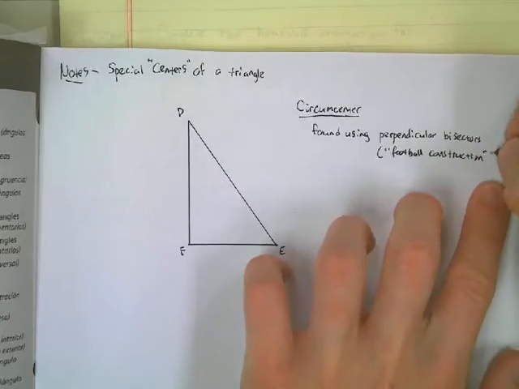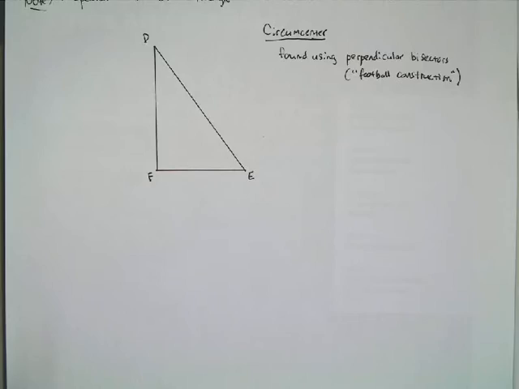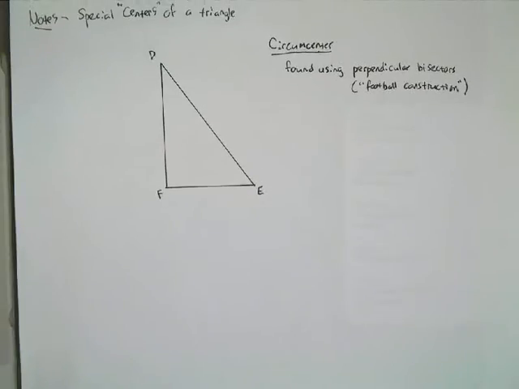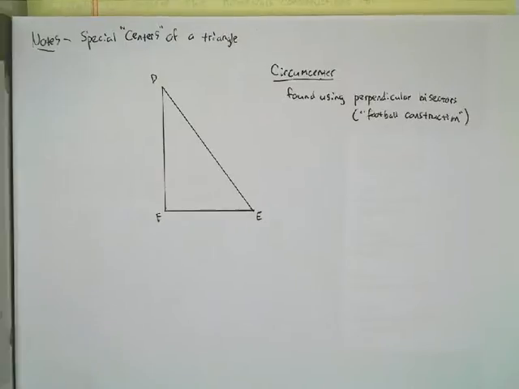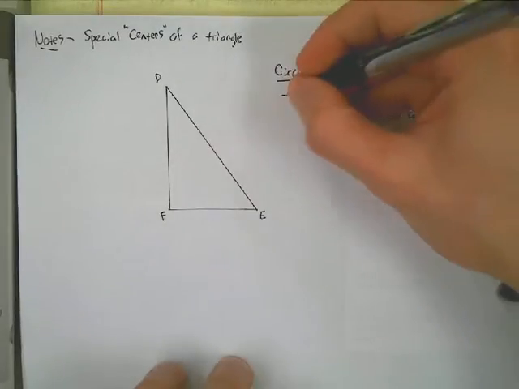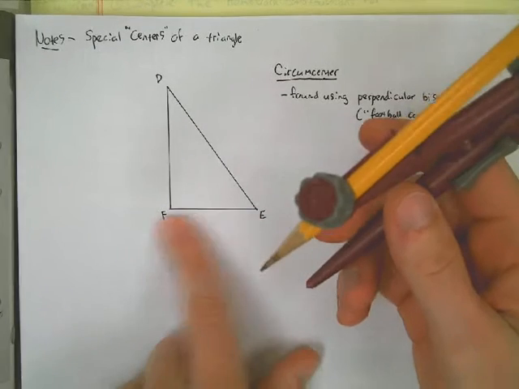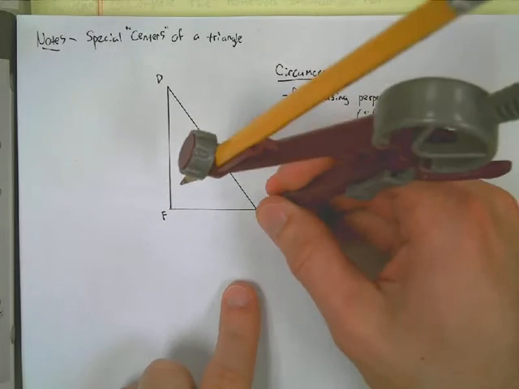Did you really put quotation marks? Yeah, because it's a nickname. Okay. All right. So found using the perpendicular bisectors. So let's go ahead and do that. Pick a side. I'm going to pick my side here, FE. Let's go ahead and do one perpendicular bisector.